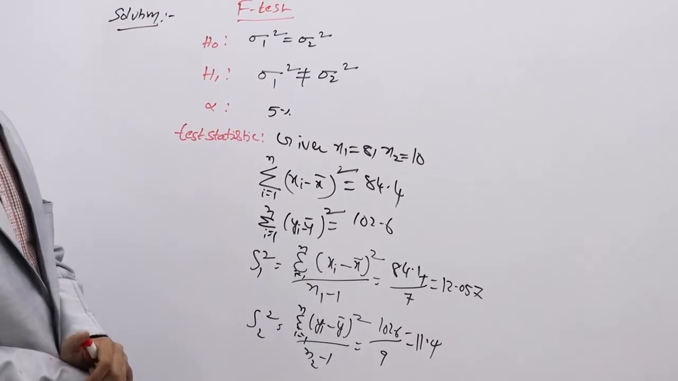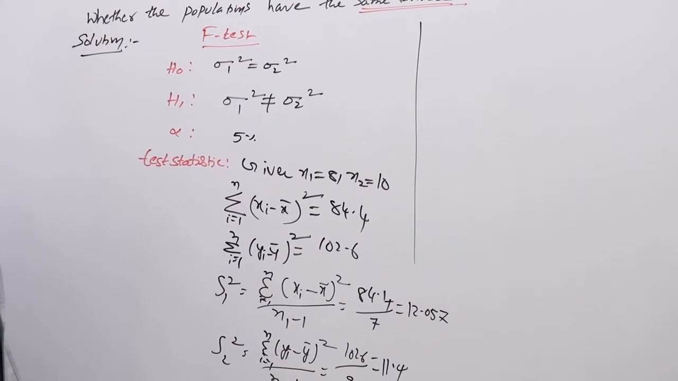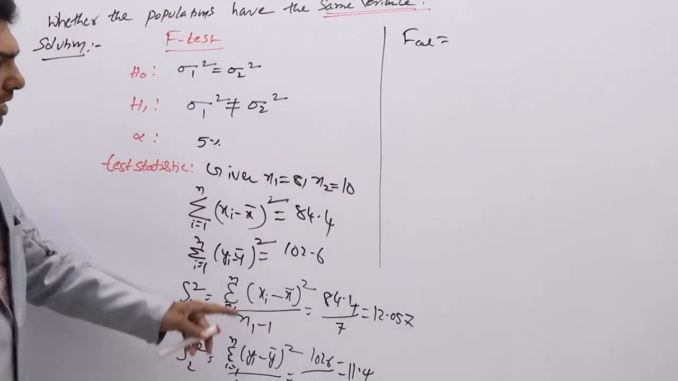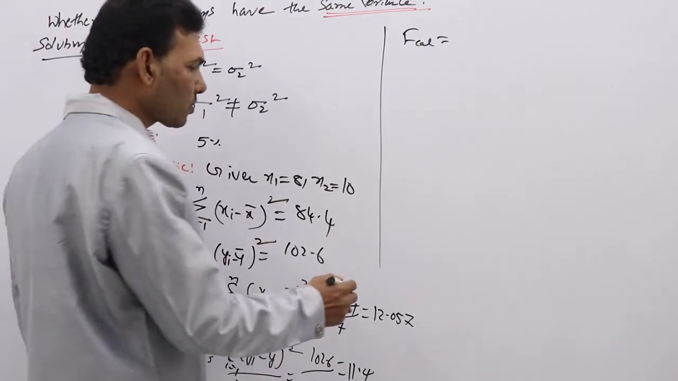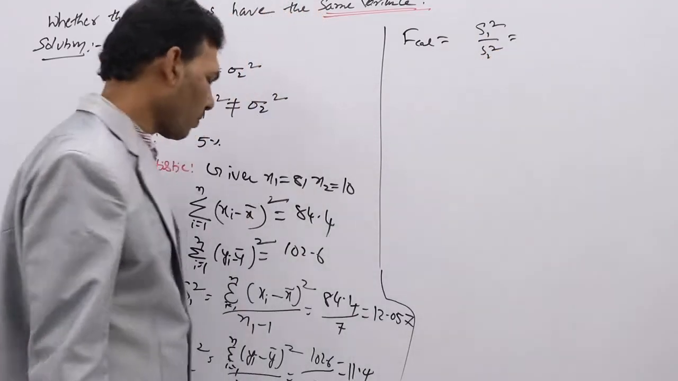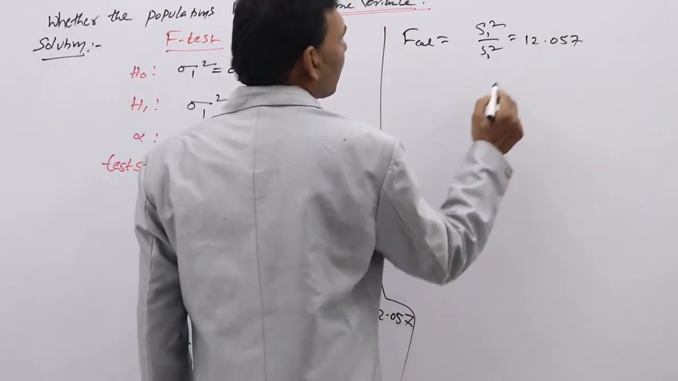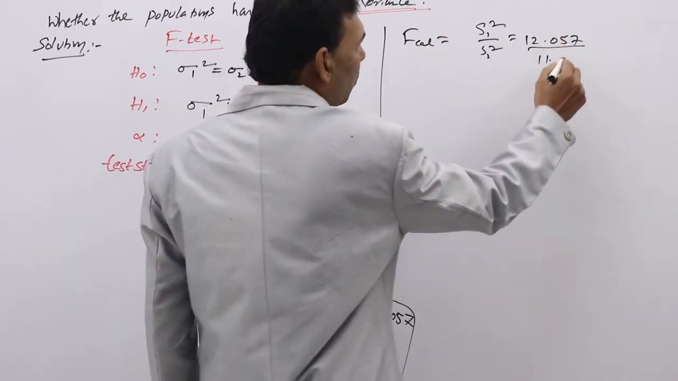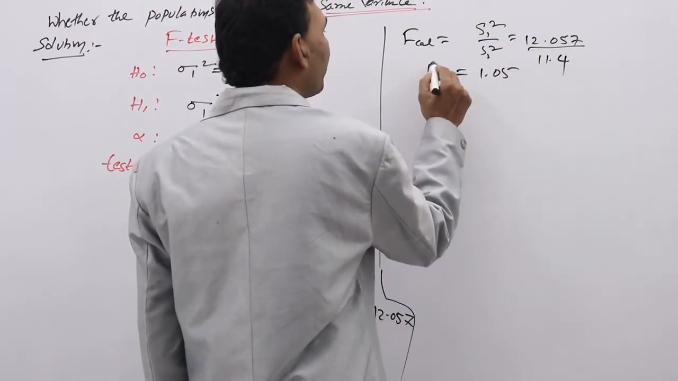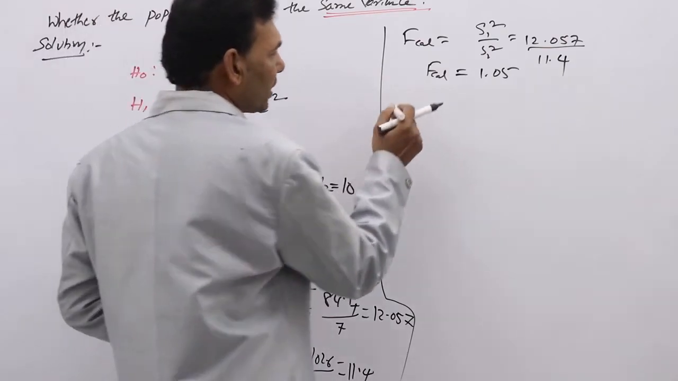Now we need to calculate F calculated. To write F calculated, whichever is greater, that one we need to keep in the numerator. S1 square is greater than S2 square, so the formula will be S1 square by S2 square. S1 square is 12.057 by 11.4. So here you will get 1.05 as F calculated.